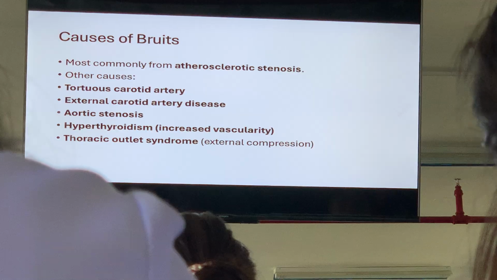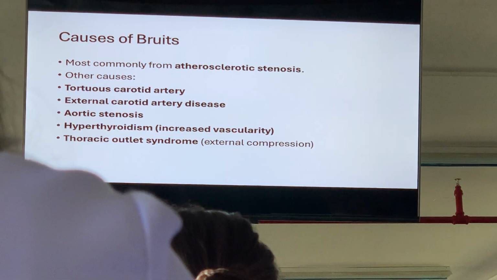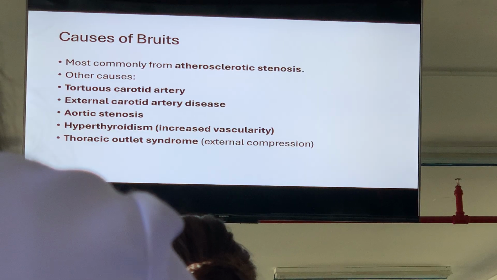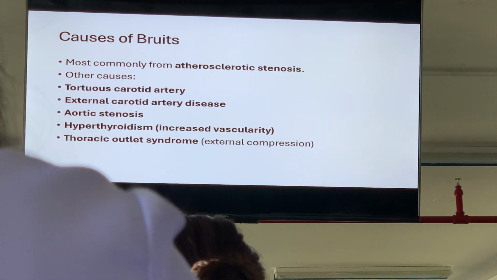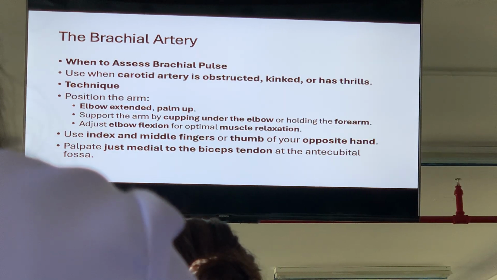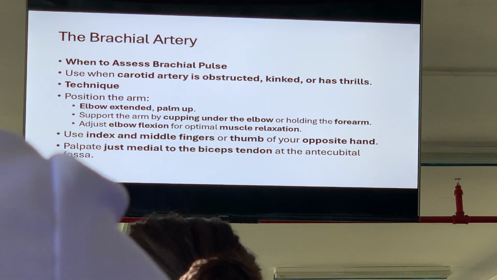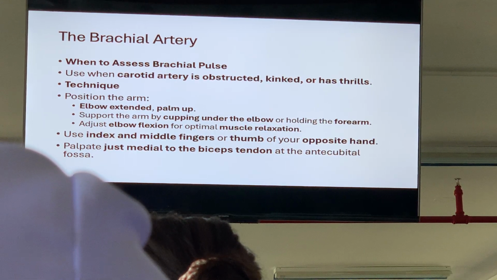You have different causes of bruits. One is atherosclerotic stenosis. Other causes are malformations of your arteries, such as a tortuous carotid artery, external carotid artery disease, aortic stenosis, hyperthyroidism, or thoracic outlet syndrome. For the brachial artery, you assess the brachial artery when you think that the carotid artery is obstructed, or when there is a thrill.